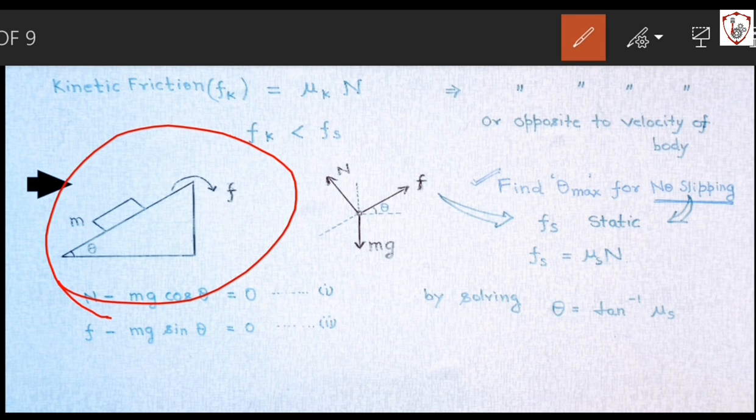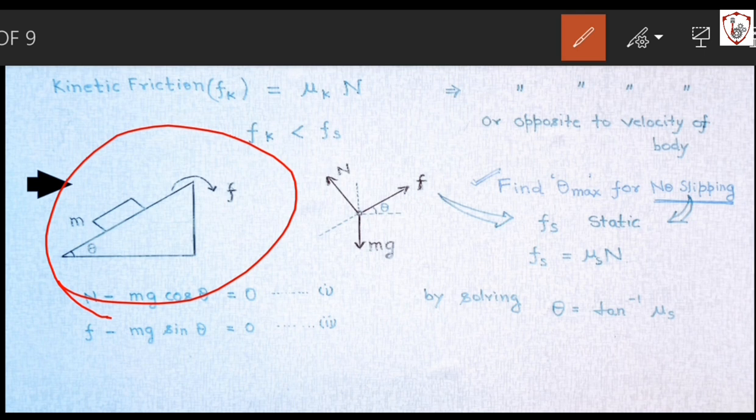In this example, there's a block of small mass m lying on the inclined surface of the wedge that is making an angle theta with the horizontal. The inclined surface where the block is lying has friction. Now, if the surface was smooth, what would have been the movement of the block if you leave it at the top? It will slide down.